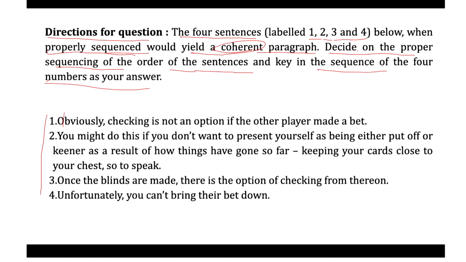The first one: obviously, checking is not an option if the other player made a bet. On the first sentence itself, we can find out it tells about a game where checking is not an option. The reason is, if the other player made a bet, checking is not an option. Now look into the second option.